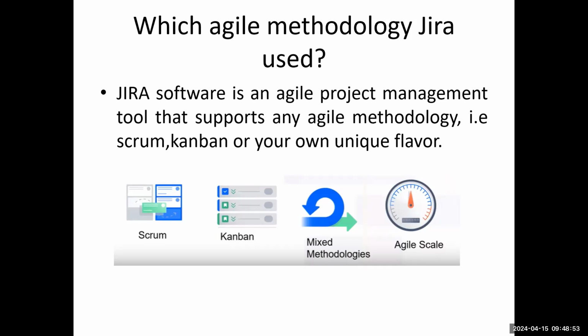Scrum is very popular, and that is what we are going to learn, but there is also Kanban, mixed methodologies, Agile at scale, everything followed by Jira. So Jira is an agile project management tool, and it supports any agile methodology, whatever you are using in your current organization. We are going to understand the complete process through Scrum, because we have covered that in the theory too, and it's the most popular, which you need to understand. So as per Scrum, I will be covering the topic.